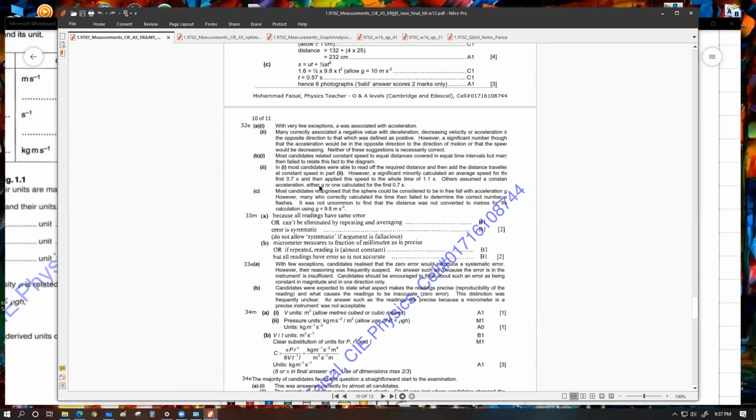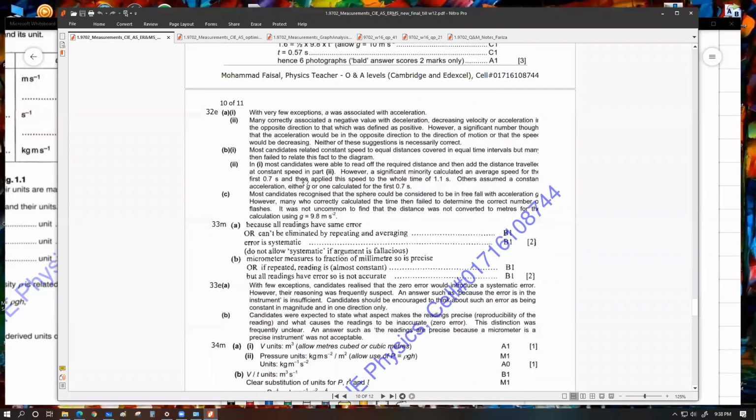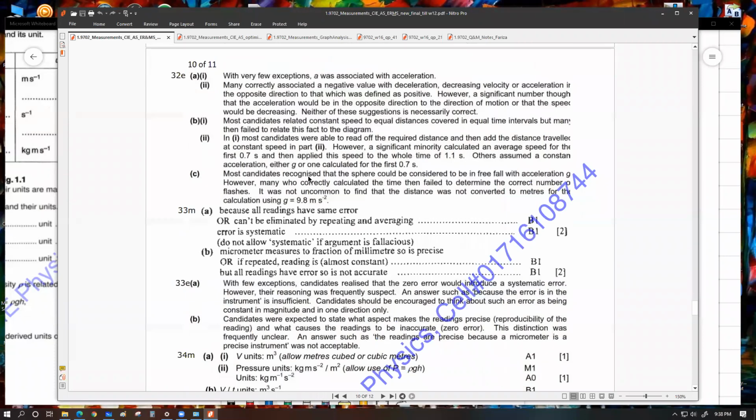Examination report পড়ে দেখো, candidates were expected to state what aspect makes the readings precise. Reproducibility of the reading. So reproducibility of the reading এর কথাটা মানে হচ্ছে that if you take multiple readings, you're gonna come up with the same results or nearly the same results. This is what I mean by reproducibility. Reproducibility is a very important aspect for any scientific theory or any scientific experiment. If a scientific experiment is supposed to be universal, it should be reproducible. মানে হচ্ছে different people with different sets of equipment doing the experiment anywhere in the universe should come up with the exact same results. So that's reproducibility.